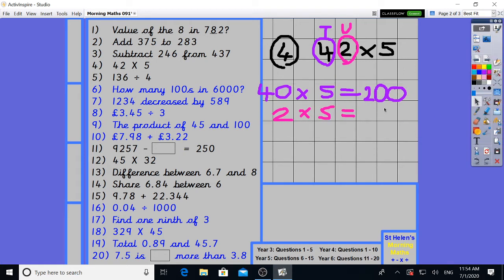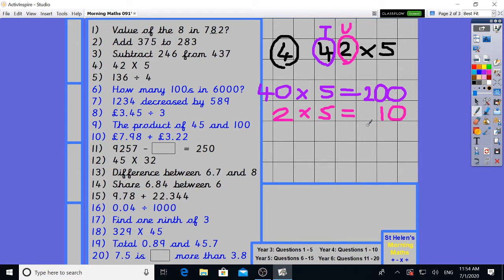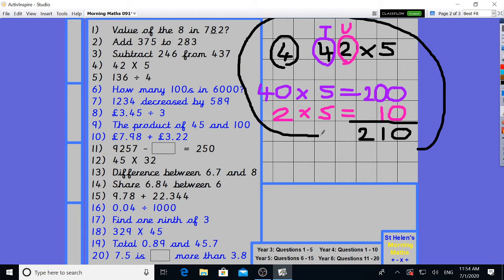That's just 10. I'm going to line it up, though, underneath my 200, because then I can add them together at the end and get the final answer. 200 plus 10, well, you know what that is. It's 210. So 42 times 5 is 210. That's one method. We might call it the partitioning method for doing this.